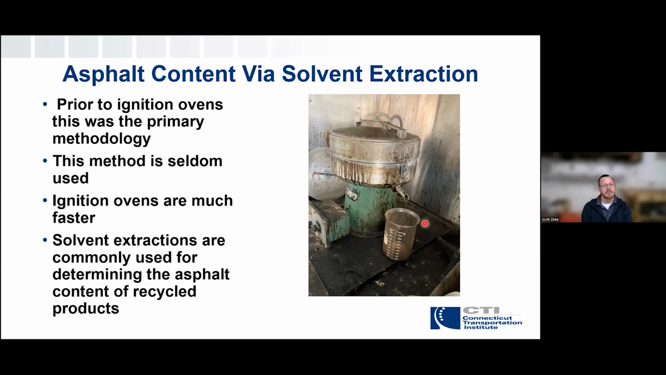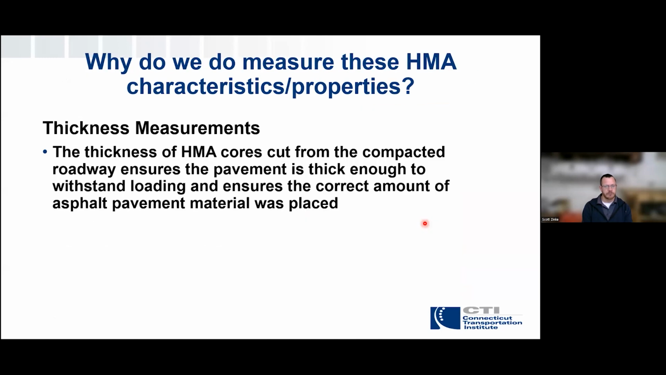Okay. And so, yeah, you're not going to see this very much in Connecticut anymore, unless there's something special going on, like you're dealing with recycled products or you're trying to recover the liquid binder. But for standard asphalt contents, which are also known as PVs, ignition ovens are going to be the lion's share of the way that this is done.